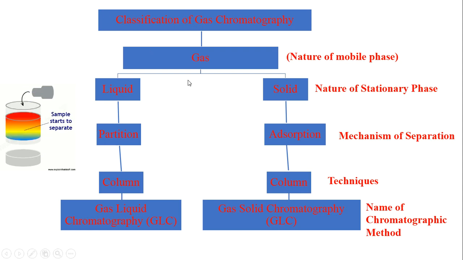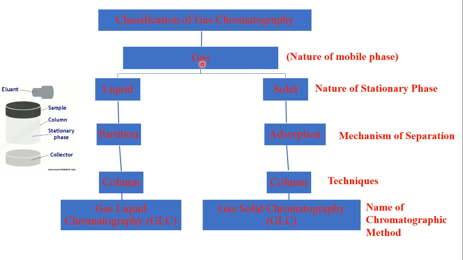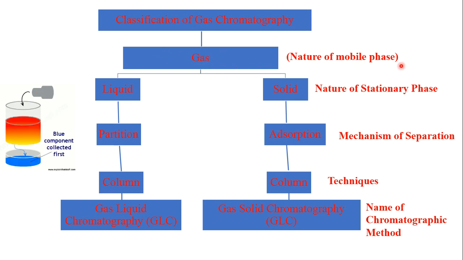See, in both types of chromatography, the nature of the mobile phase is the same, meaning the mobile phase's physical state is gas. The gas could be helium, argon, nitrogen, these inert gases, or could be oxygen, hydrogen. These work as the mobile phase, so the mobile phase is the same in both types of gas chromatography.